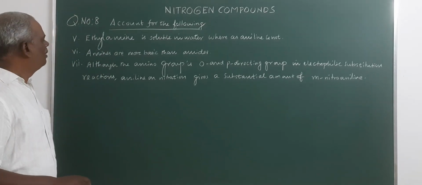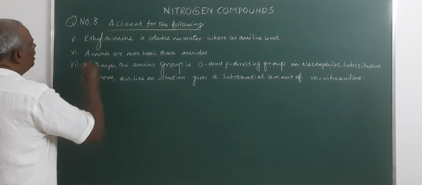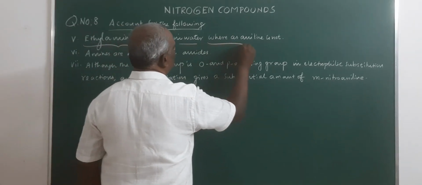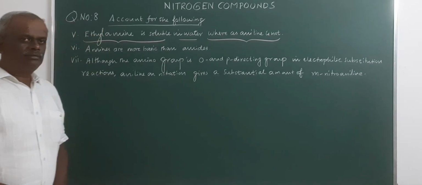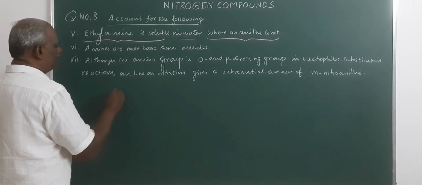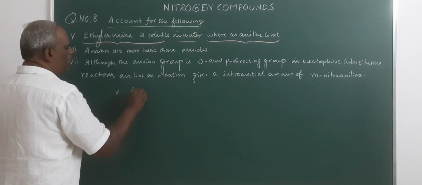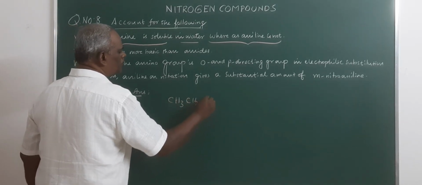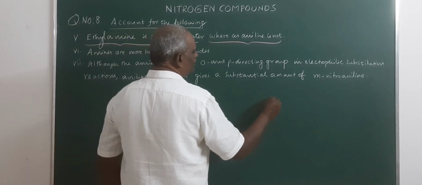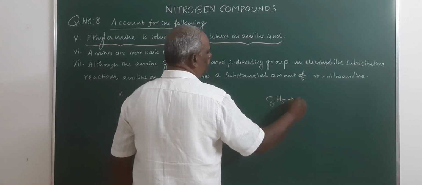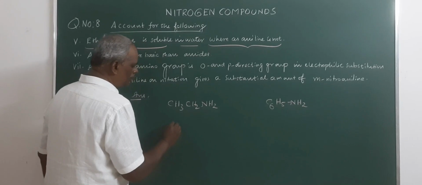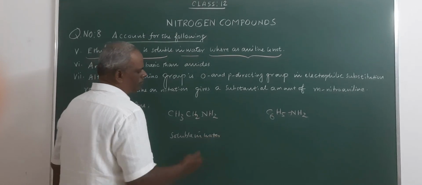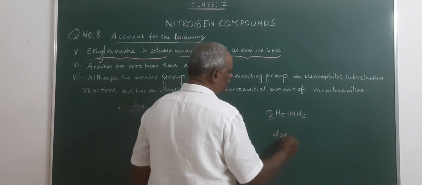Yes, the other division, ethylamine is soluble in water, whereas aniline is not. What's the reason for that? This is the reason for the fifth division. The answer part would be ethylamine is the formula CH3CH2NH2 and aniline C6H5NH2. This is soluble in water. But this is not soluble in water.